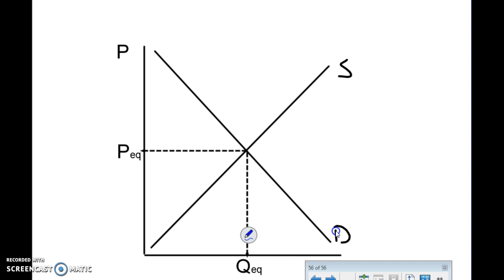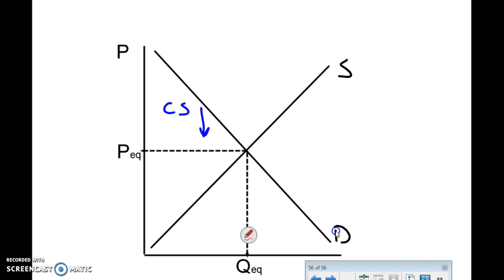Anything that is below the demand curve but above the equilibrium price is considered part of the consumer surplus. In other words, consumers would be willing to pay for anything below this price. But because they're getting this extra quantity for this price, that is a benefit that the consumers get.